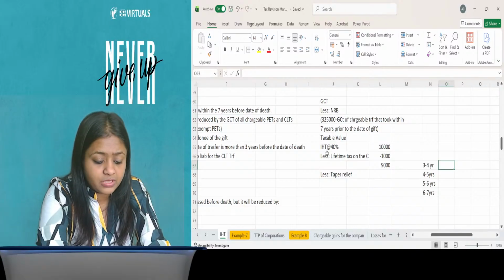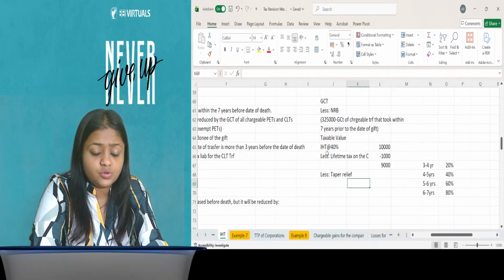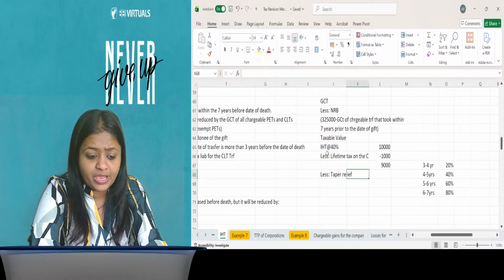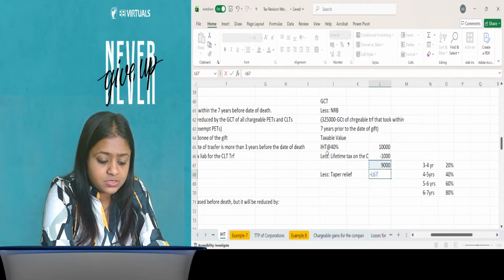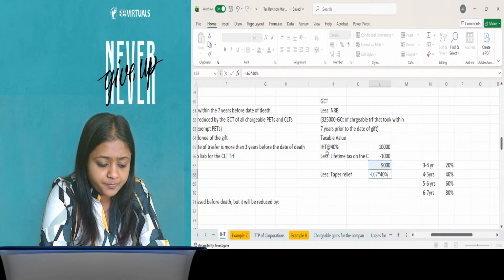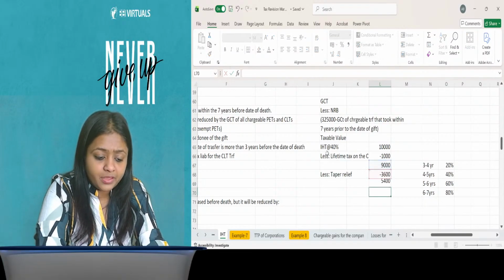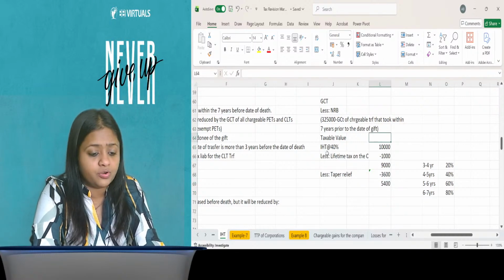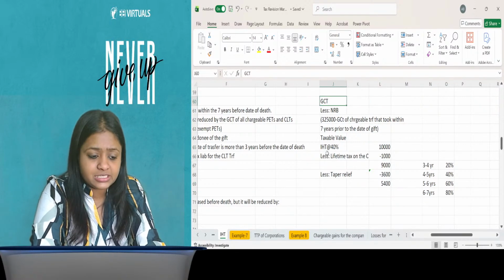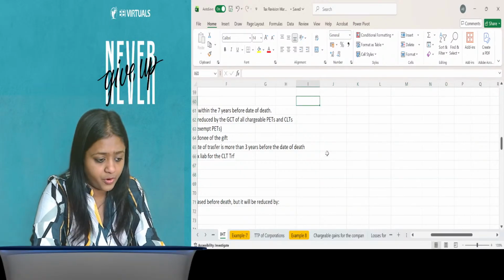Here the taper relief will be 20%, here 40%, here 60%, and here 80%. So if my period is between 4 to 5 years, then I will get a taper relief of 40%. I will simply reduce this multiplied by 40. And this will be the reduction in the death IHT, and net only 5,400 will be borne by the taxpayer. Done. This is all about your death IHT. Let's take the next area, which is death estate. Then I'll take up questions to make you understand the entire points.